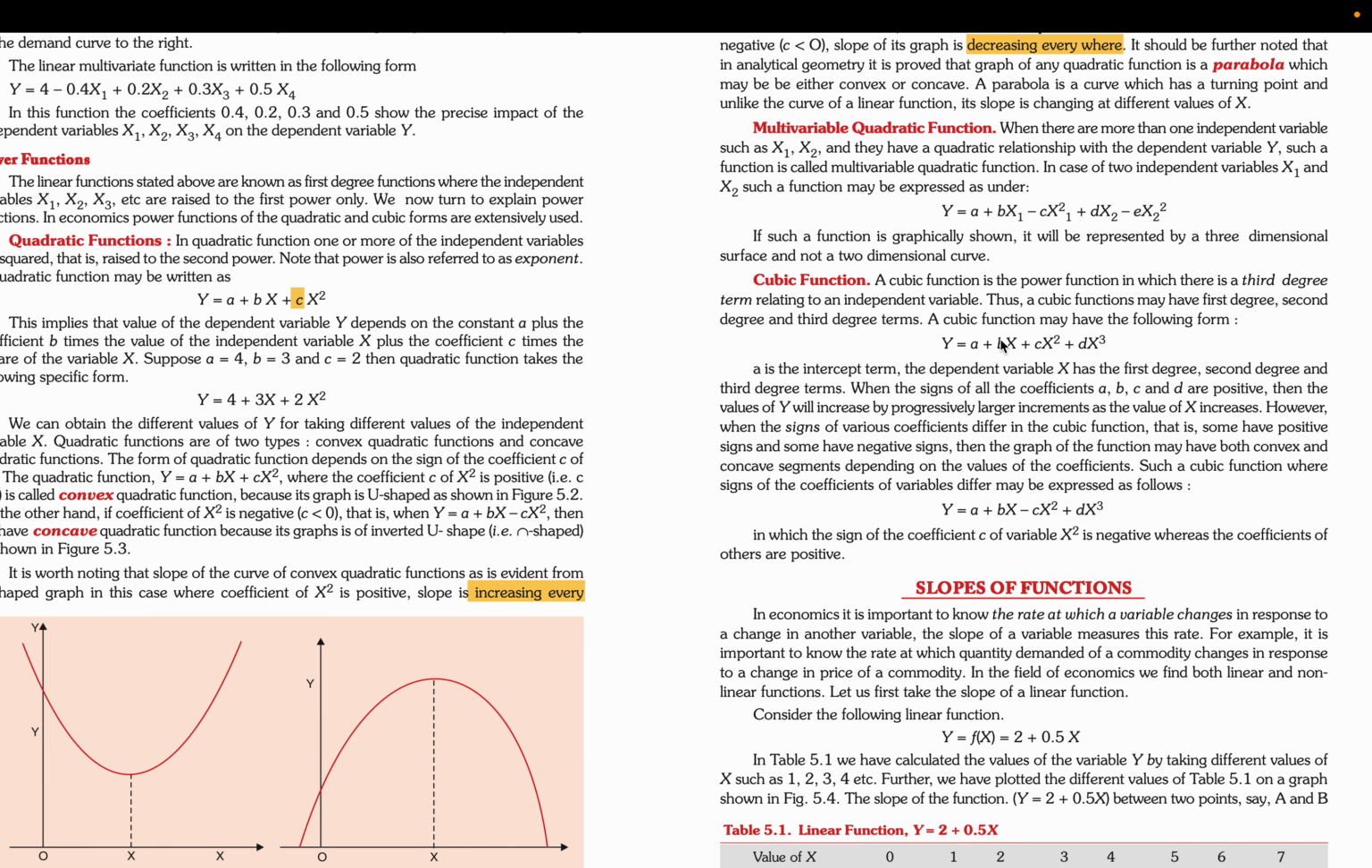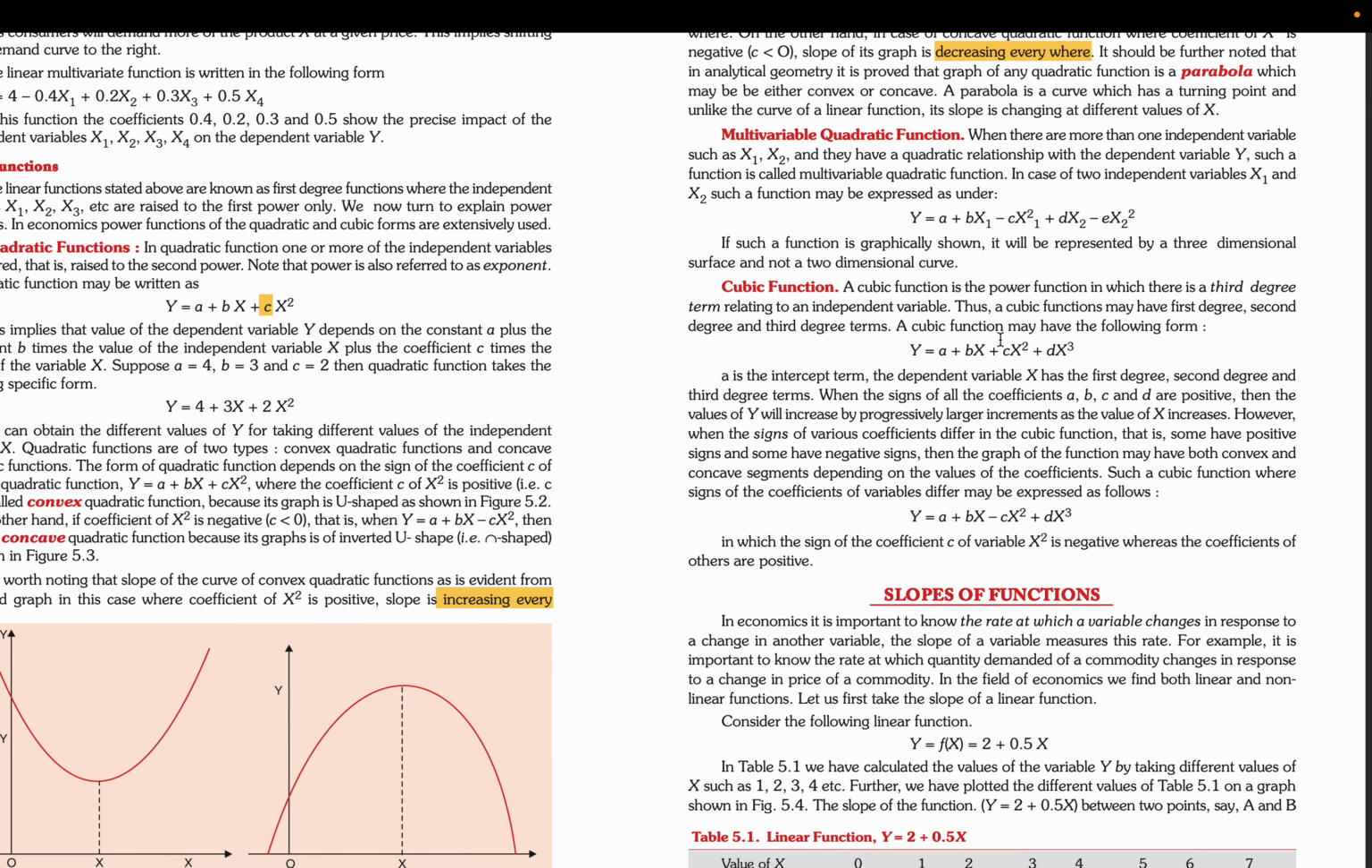Multivariable quadratic functions: when there is more than one independent variable, such as x1, x2, they have a quadratic relationship with a dependent variable y. Such a function is called a multivariable quadratic function. In case of two independent variables x1 and x2, such a function may be expressed like this. If such a function is graphically shown, it can be represented by three-dimensional surfaces and not two-dimensional curves. That's why they've not drawn a curve as well.